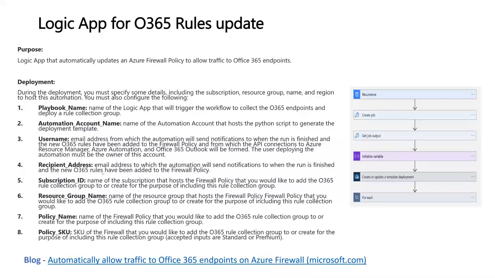And there is a recipient address, subscription ID, resource group name, and the firewall policy name, which we are actually running this on, and then the policies queue. So these are pretty straightforward inputs that it is asking for. And once we provide this, we will be able to easily get this deployed without any problem.